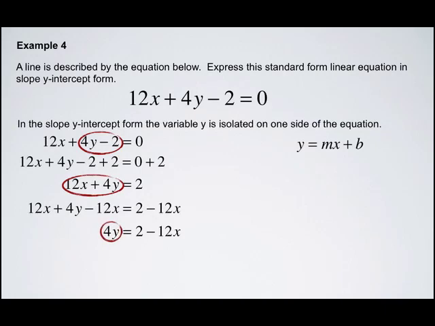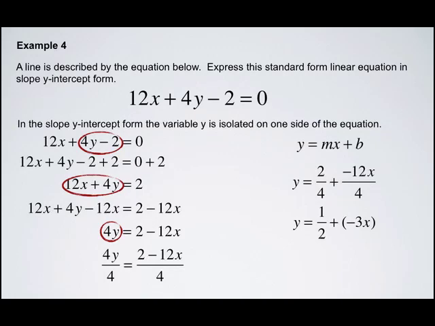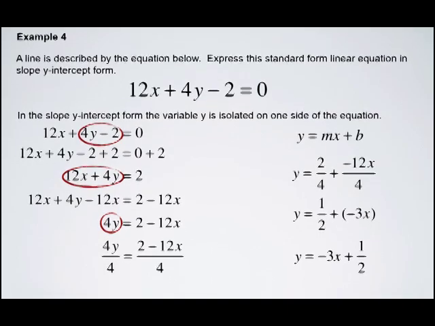Next, we have an attached value to the term containing y. It's a positive 4, and it's multiplied. So we'll divide through the entire equation by 4. When we do this, we'll isolate y on one side, and we'll have y equals 2 over 4 plus negative 12x over 4. When we reduce, we're left with 1/2 plus negative 3x. Now we're going to rearrange. We're going to put the last term in place of the first term. We have to carry the sign in front of it. So since it's y equals mx plus b, we'll be left with y equals negative 3x plus 1/2.